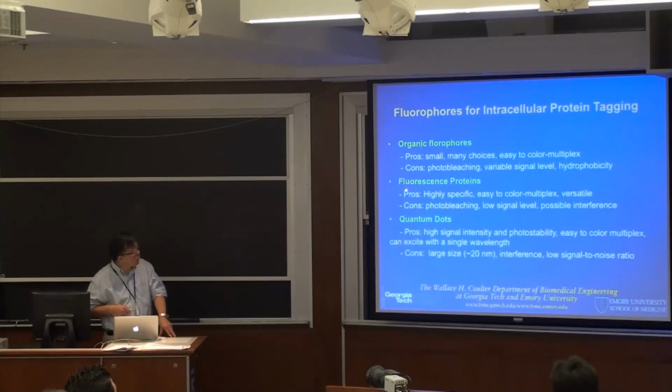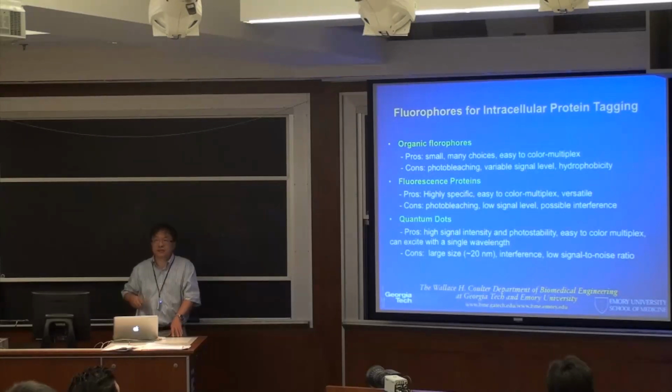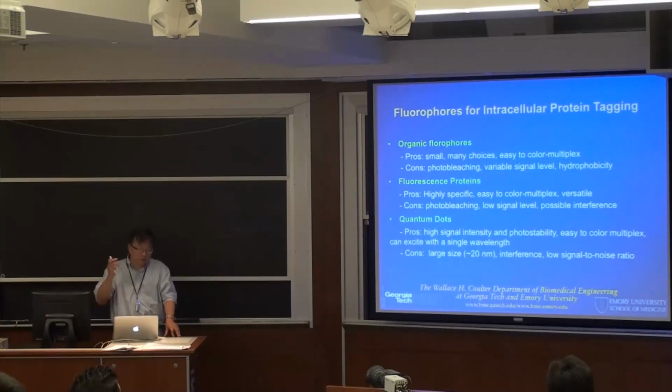If you use fluorescent proteins, as I mentioned, the good thing is that it's highly specific, but the problem is, again, photobleaching, and also, in many cases, the signal level is pretty low. If you use quantum dots, you could have a very high signal level. Also, you could have multicolor imaging because, as I mentioned, you can use different quantum dots with different emission wavelengths, and you can excite them with a single wavelength.